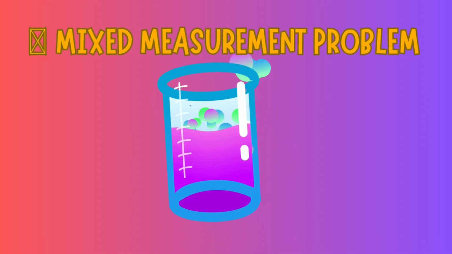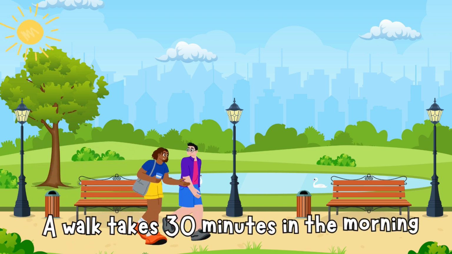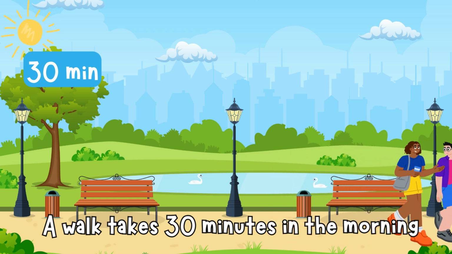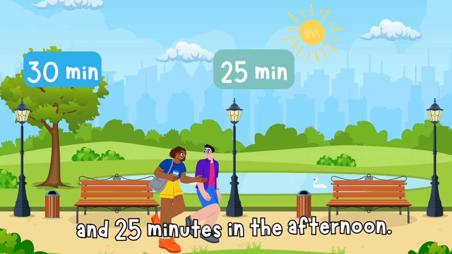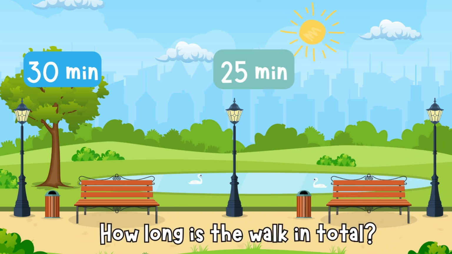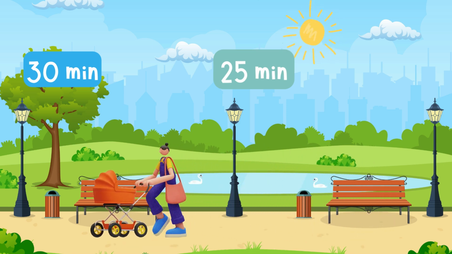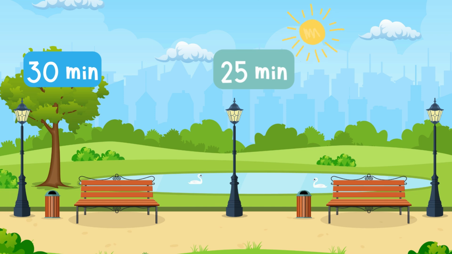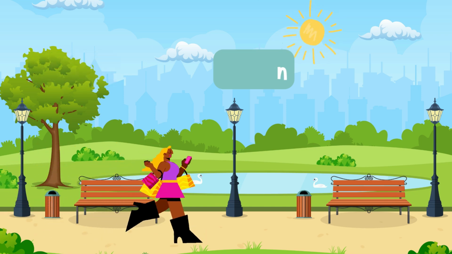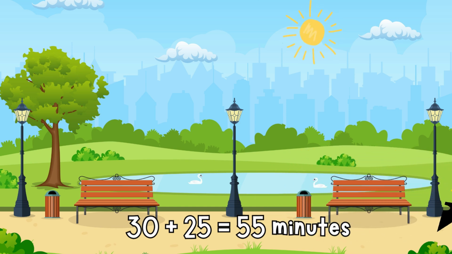Mixed measurement problem. Let's try a mixed measurement problem. A walk takes 30 minutes in the morning and 25 minutes in the afternoon. How long is the walk in total? 30 plus 25 equals 55 minutes. Great addition.